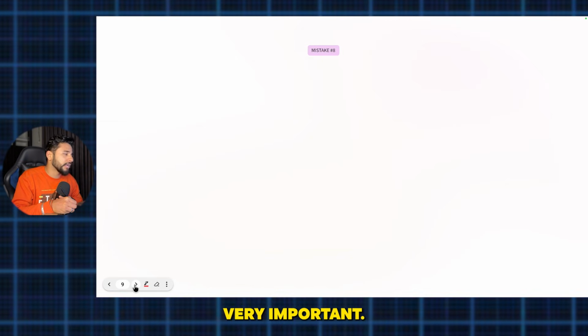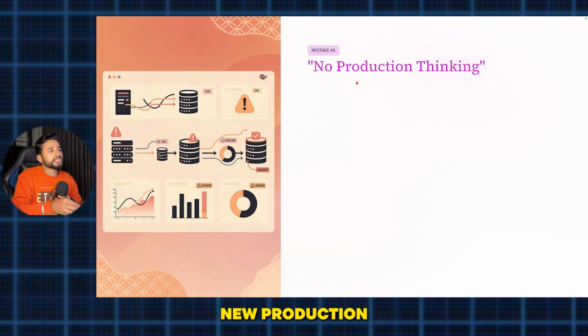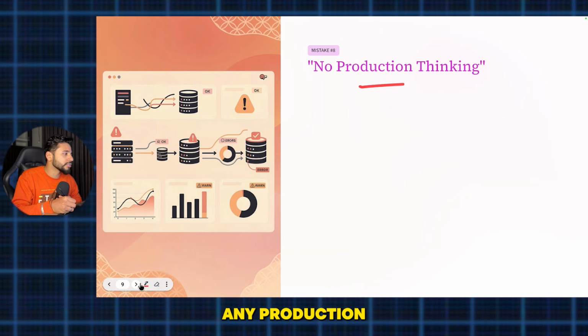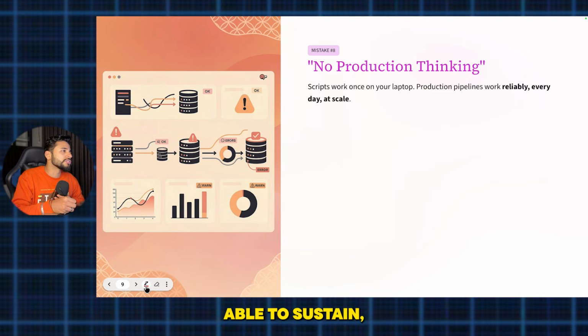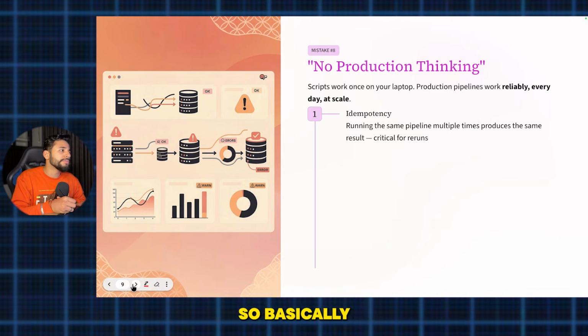That is very important. Mistake 8 is all about no production thinking. If you don't have production thinking, you will not be able to sustain and clear the interviews of a person with 4 or 5 years of experience, or if you are going for senior roles, at that point you will fail. So you should be aware of these kinds of things.